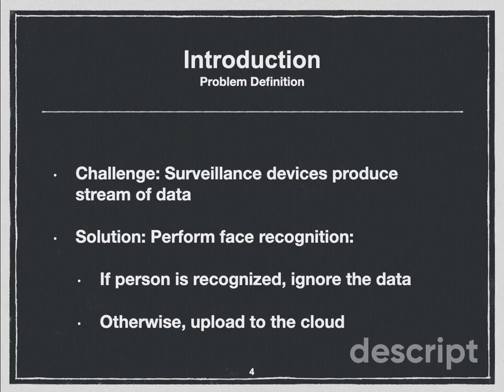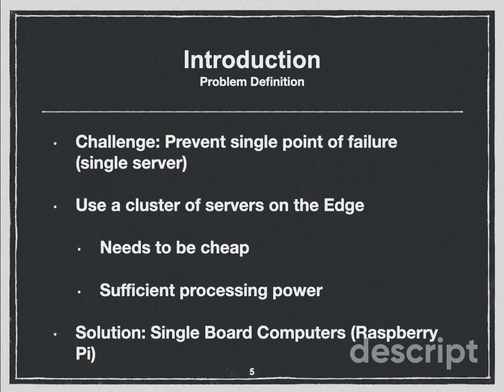Okay, we want to identify relevant information from a stream of surveillance data. How do we do that? Face recognition. If the person is recognized locally, there is no need to store that evidence on the cloud. Otherwise, upload it. We want to prevent a single point of failure in this design. A point of failure occurs when a single server is no longer functioning and brings the whole system down.